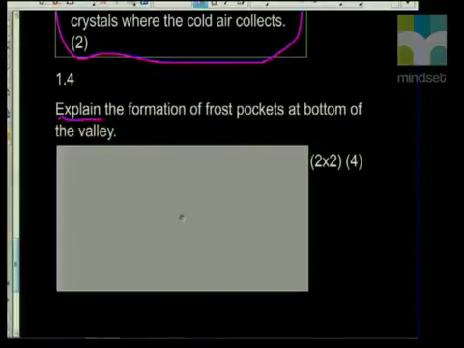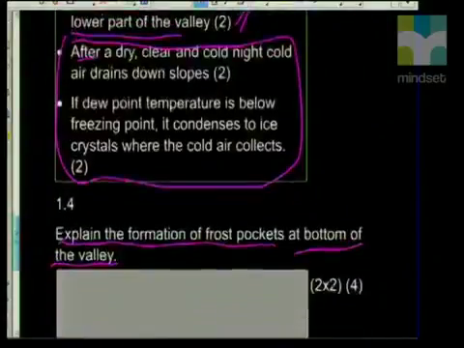Explain the formation of frost pockets at the bottom of the valley. All right, again, related to the question here, there was a flow and all of a sudden frost came in, but you still should be able to handle it knowing the valley. Indirectly, learners, this is more a question that you studied and you just put in here. It's just the wording that seems to worry us.